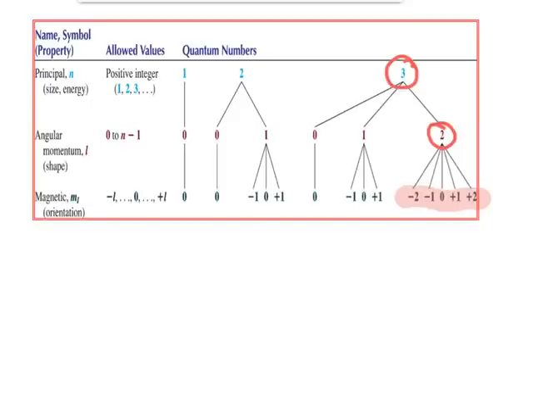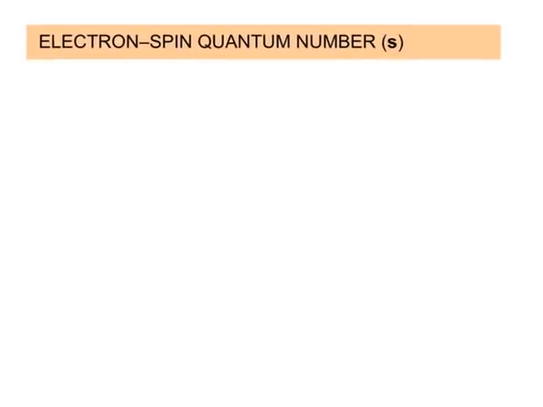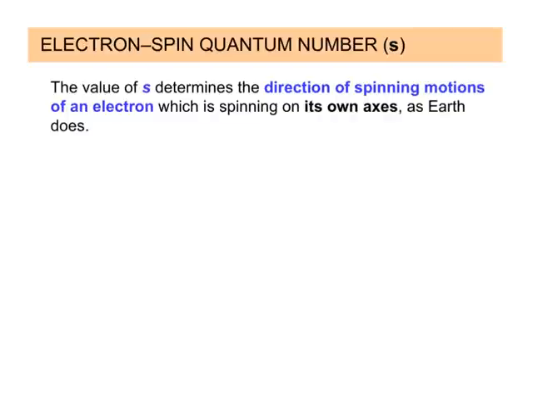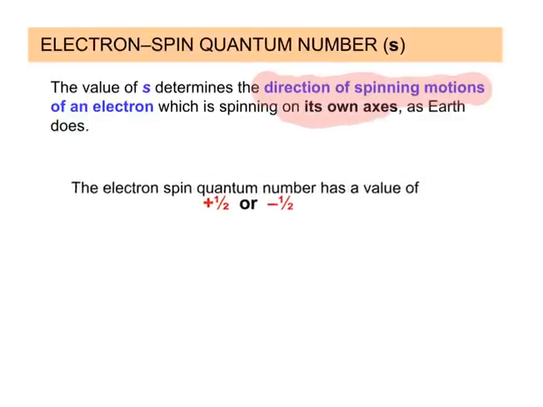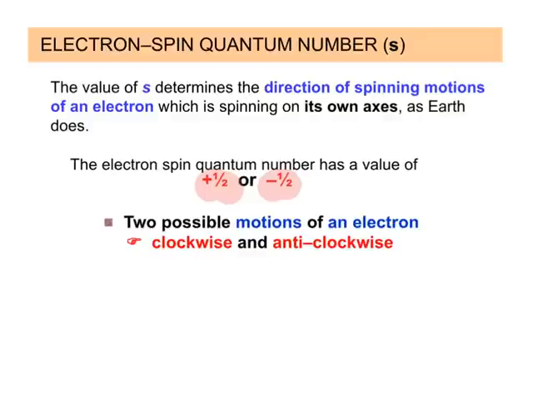The last quantum number is the electron spin quantum number, s. The value of the electron spin quantum number determines the direction of the spinning motion of an electron on its own axis. The electron spin quantum number has 2 values, either positive half or negative half. There are 2 possible motions of an electron, clockwise and anti-clockwise.